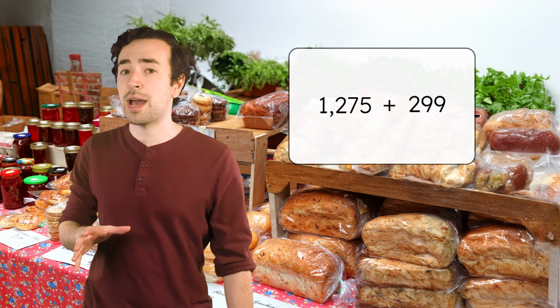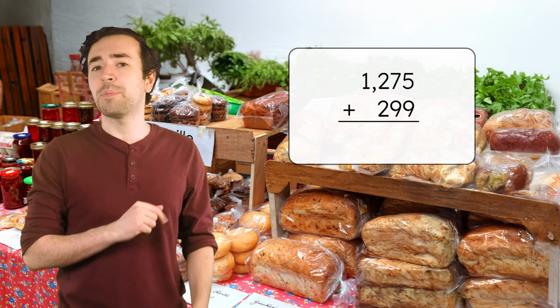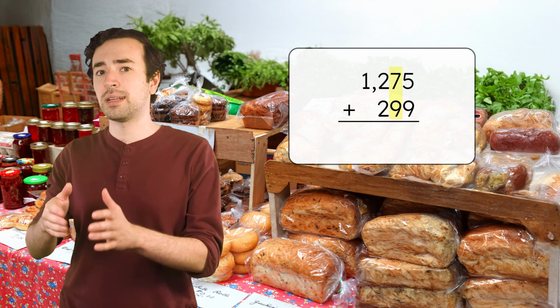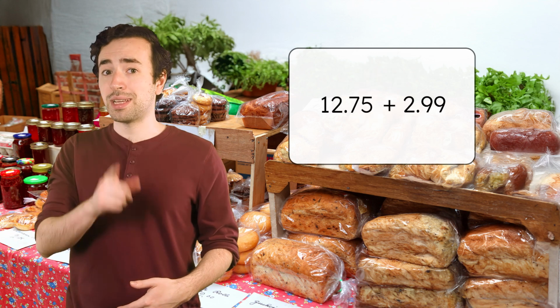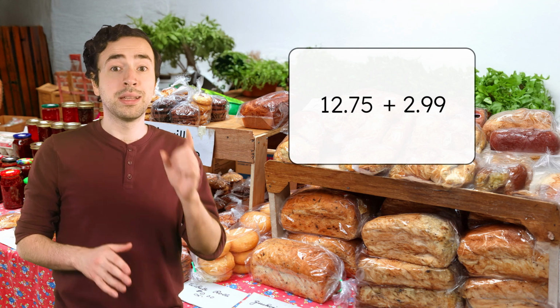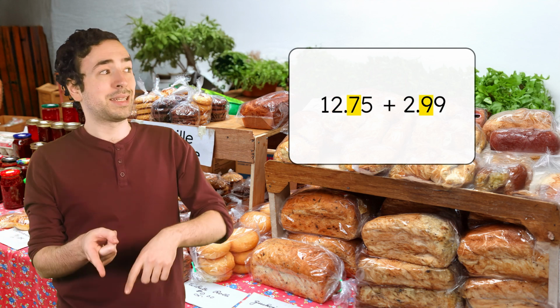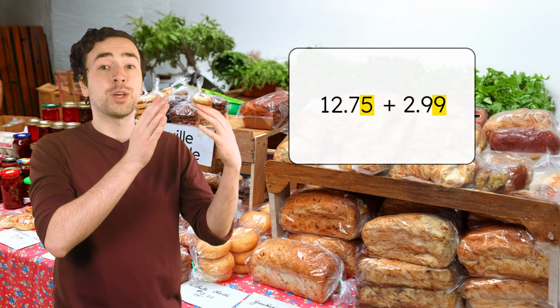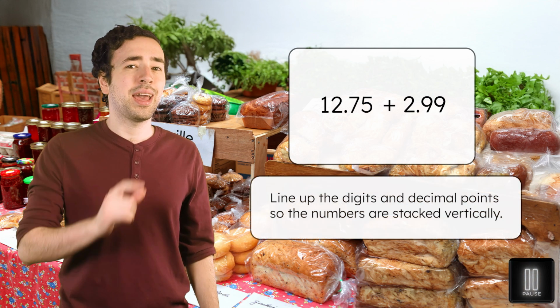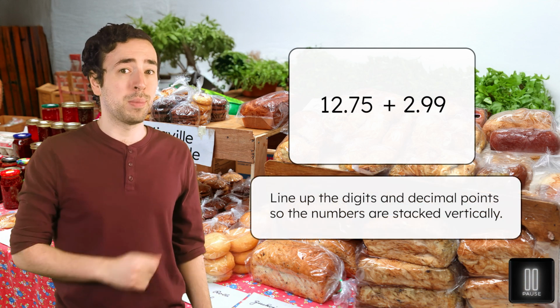When using the addition algorithm, we already know to stack the numbers vertically and line up the digits according to place value. 1s with 1s, 10s with 10s, and so on. When working with decimals, we still line everything up by place value. Decimal points with decimal points, tenths with tenths, and hundredths with hundredths. Pause here to practice lining up the digits and the decimal points in this problem.